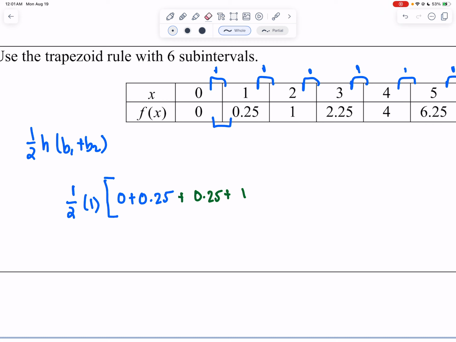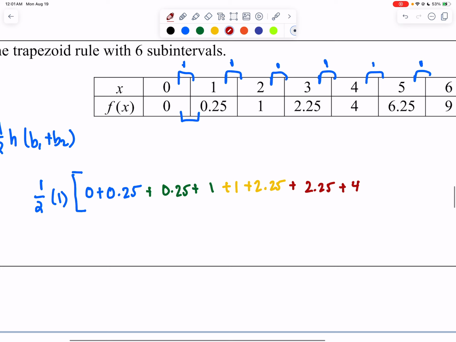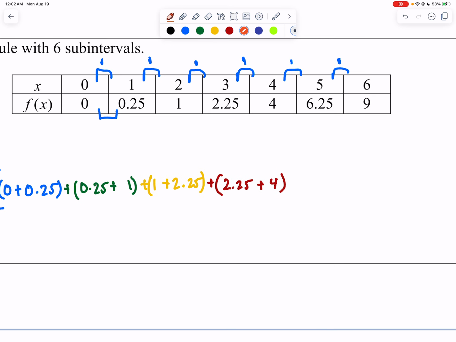Then 1 and 2.25 to represent my third trapezoid. And then 2.25 and 4 to represent my next set of trapezoids. See, that's 1, 2, 3, 4. My fifth set is going to be 4 and 6.25. And then my last set is going to be 6.25 and 9.